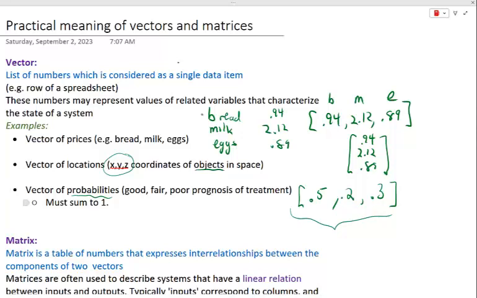So hopefully I've given you an idea that vectors can describe a variety of situations, and the numbers in a vector can describe a variety of things. Here we have prices, here we have locations, here we have probabilities, and there are other options as well. All right. Now, so that's a vector.